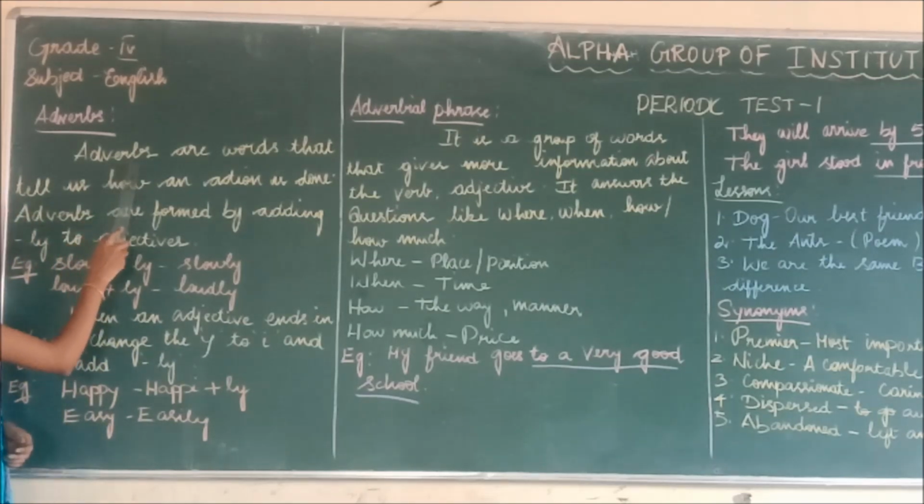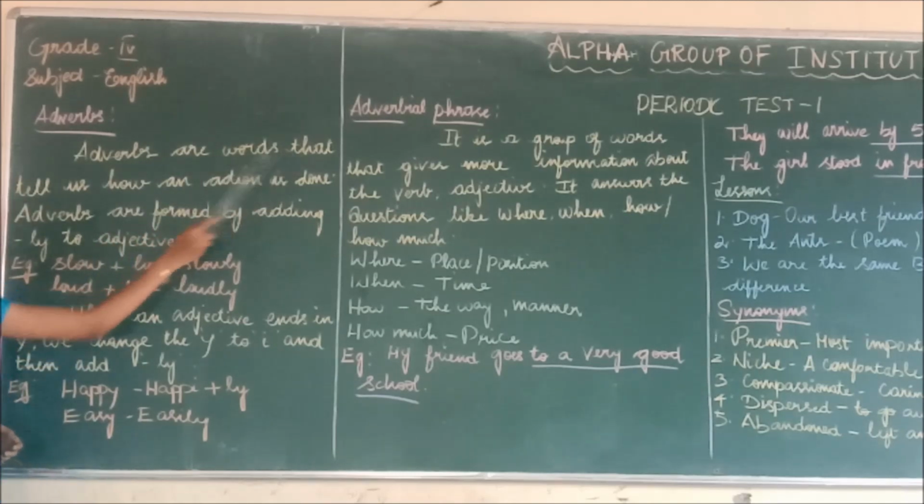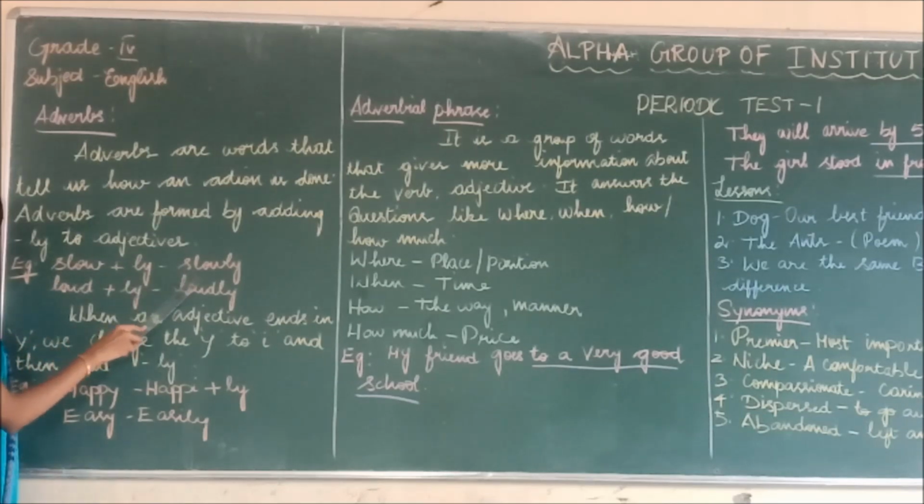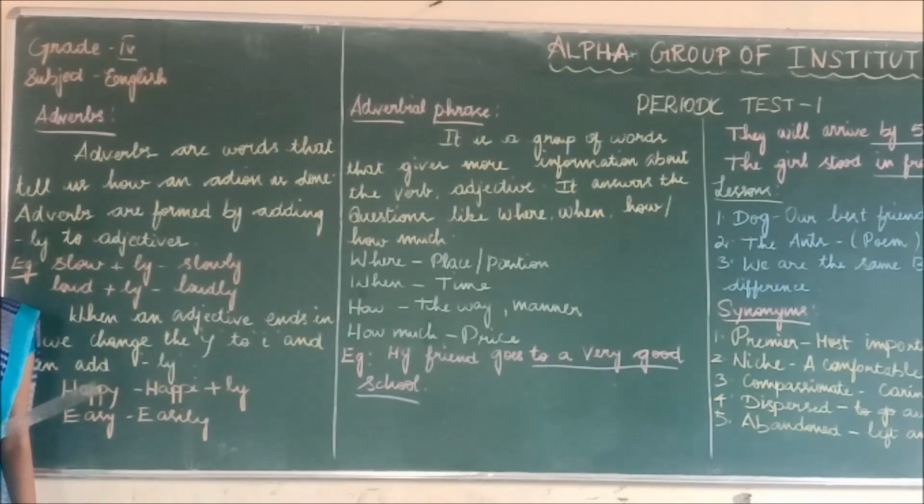Shall we read once again? Adverbs are words that tell us how an action is done. Adverbs are formed by adding ly to adjectives. So slow, loud: these two words are adjectives. Slow plus ly gives slowly. Loud plus ly gives loudly. So adverbs are nothing but we have to add ly to the adjectives.